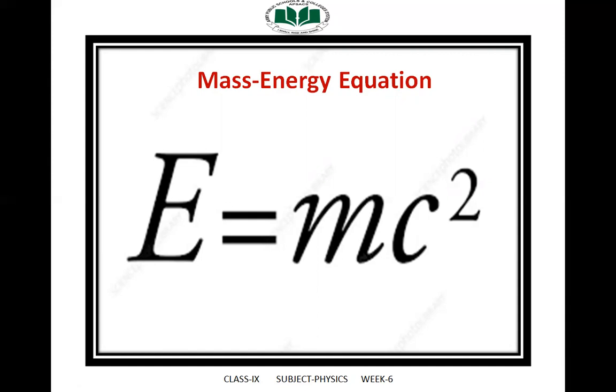The relation between mass m and energy E is given by the Einstein mass-energy equation, E is equal to mc squared, where E is the energy, m is the mass, and c is the speed of light, and its value is 3 × 10⁸ meters per second. The above equation shows that a tremendous amount of energy can be obtained from a small quantity of matter. It appears that matter is highly concentrated energy.